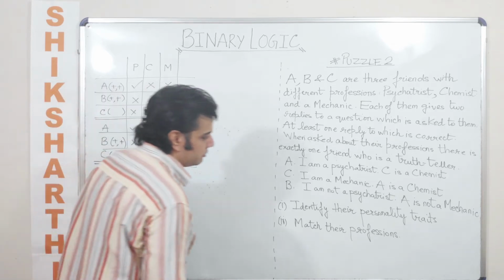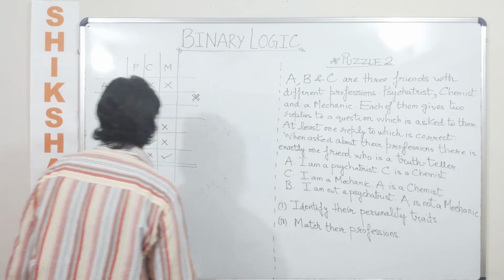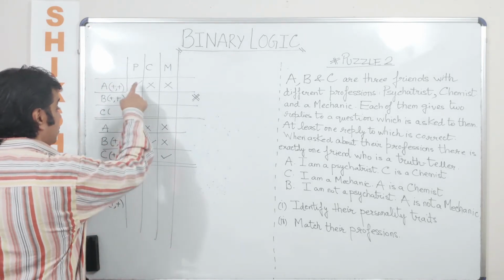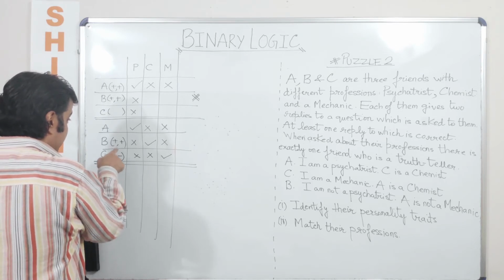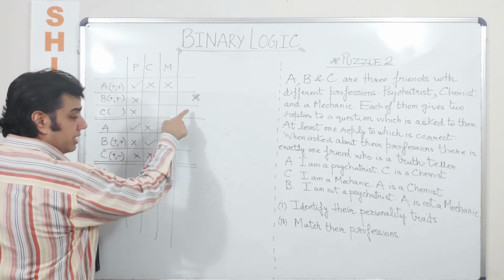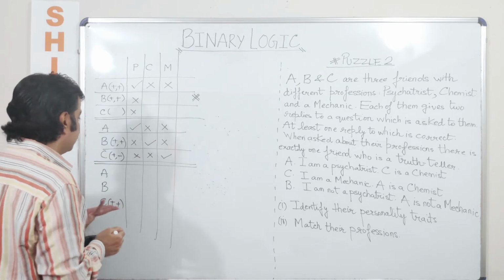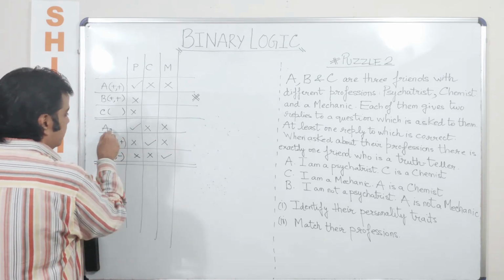What is the second response of the statement? C says A is a chemist. A is not a chemist, which matches. Matches in the sense, had this been correct, then this case also we should have neglected. Okay, so now let us see the response for A.